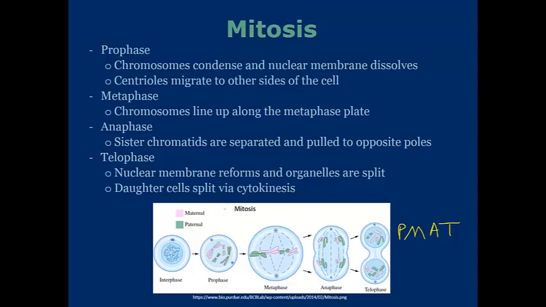Metaphase is when they line up along the metaphase plate, and the centrioles attach themselves via spindles. Anaphase is when these chromatids are separated and pulled along, while telophase is when the nuclear membrane reforms around the newly split cell. And finally, cytokinesis is when the daughter cells pinch off and split. Often, cytokinesis is listed as its own step.